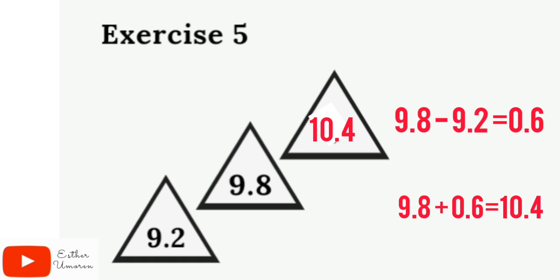All right, so at a glance, we can see that 9.2 plus 0.6 gives us 9.8, and also 9.8 plus 0.6 gives us 10.4. This means our answer is very correct.